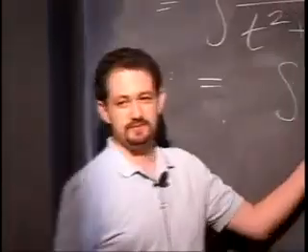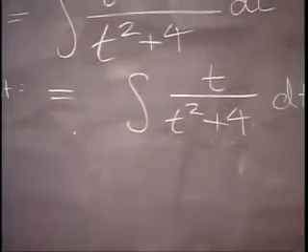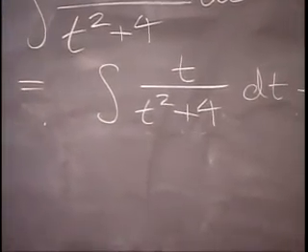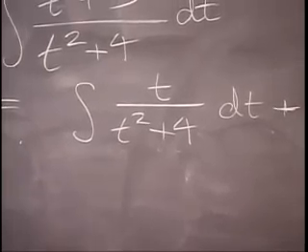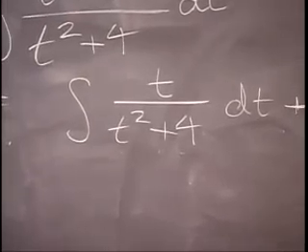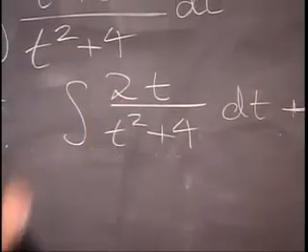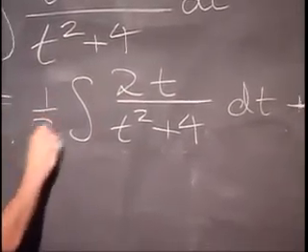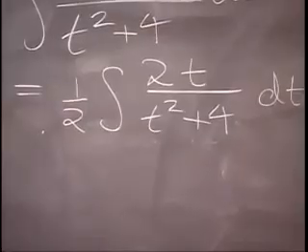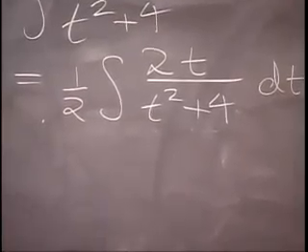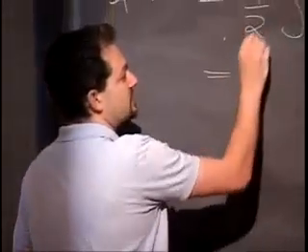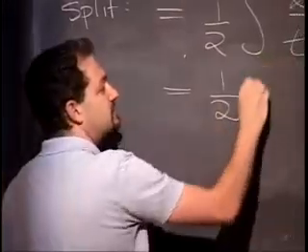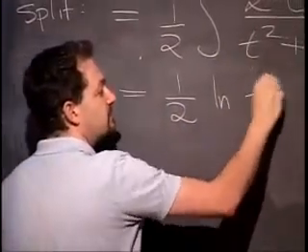This one, what's the derivative of the bottom? t squared plus 4. 2t. What have we got on the top? t. What do we wish we had on the top? Okay, so let's do it. We've got to put a half there to compensate. That's the oldest trick in the book. Actually, it's not really, but I told it to you last week, and it comes in really handy. Saves you a substitution. So actually, this is just 1/2 the logarithm of t squared plus 4.